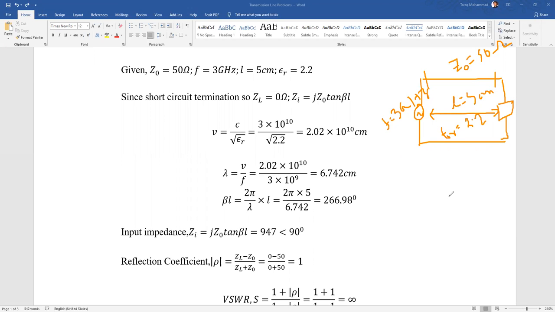The value of epsilon r means the material which is inside the waveguide. Okay, the dielectric material, the value of the epsilon r inside that material is 2.2. It is actually a ratio. I think you know that permittivity, relative permittivity. That is the relative permittivity.